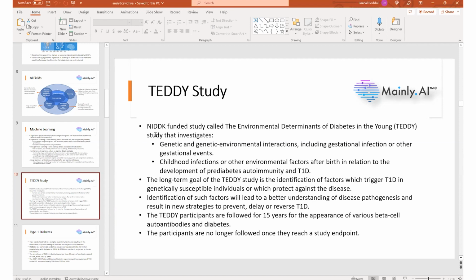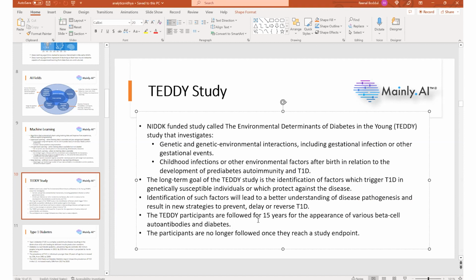So that is where we get this data. The general idea of the TEDDY study, or why they are collecting this data, is to identify what exactly is triggering type 1 diabetes. Is it something in the blood, or something in the environment, or what exactly overall is triggering type 1 diabetes? So identifying such kinds of factors is some of the focus of collecting the data.